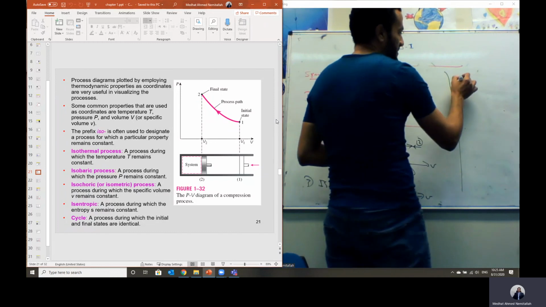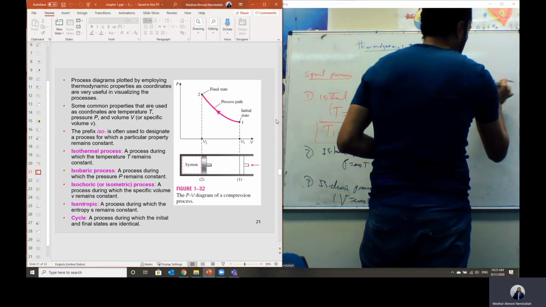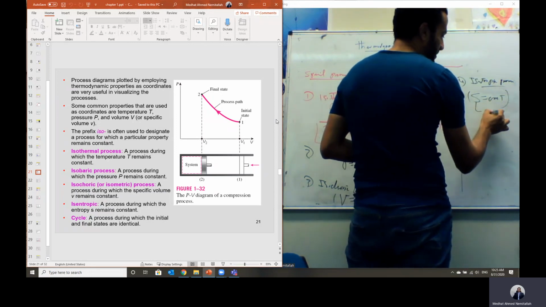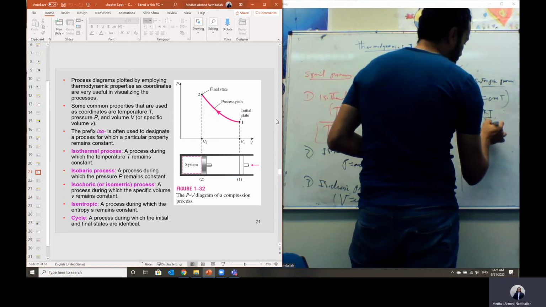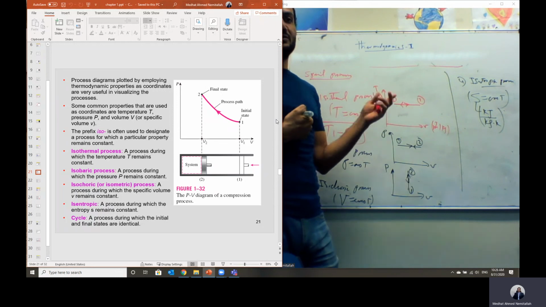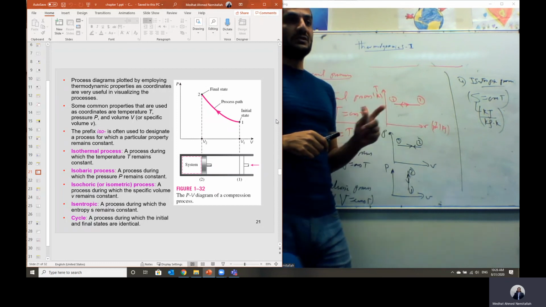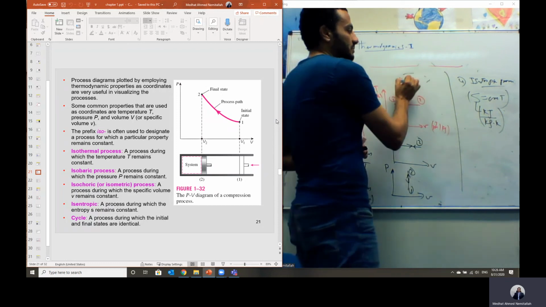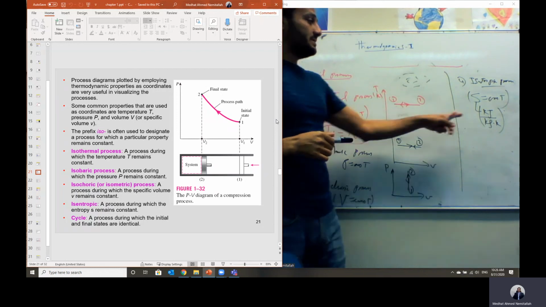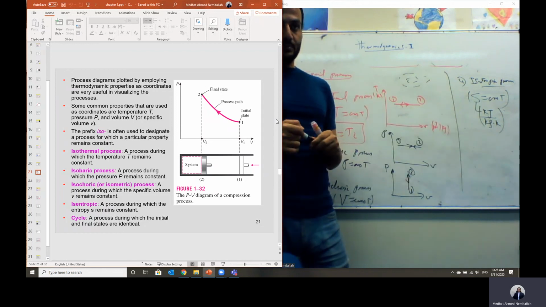Another process is the isentropic process. Isentropic means the entropy is constant. Entropy is a property measured in kilojoules or joules per kilogram Kelvin. It is a measure of the randomness of molecules, their random motion, and it gives us an indication of the amount of energy that is dissipated due to that random motion. While the molecules are moving, they dissipate kinetic energy, and this amount can be represented by the property entropy.